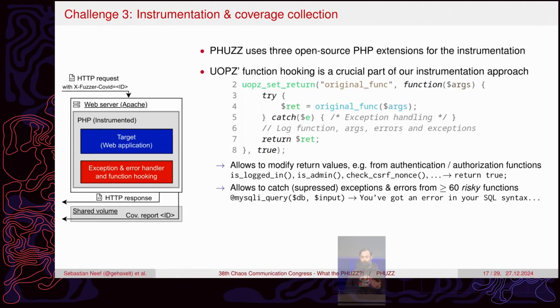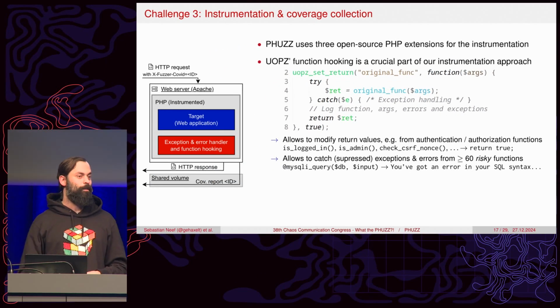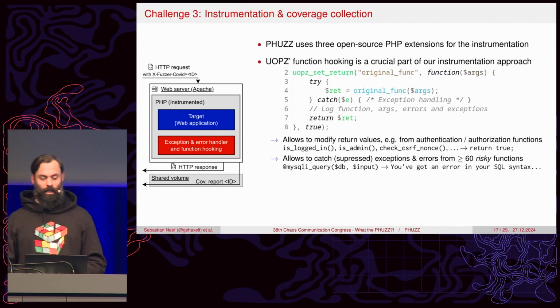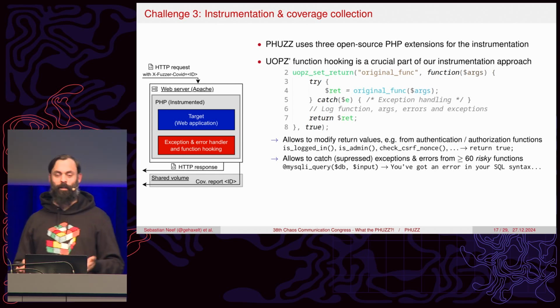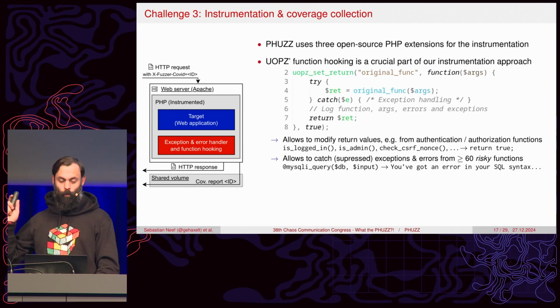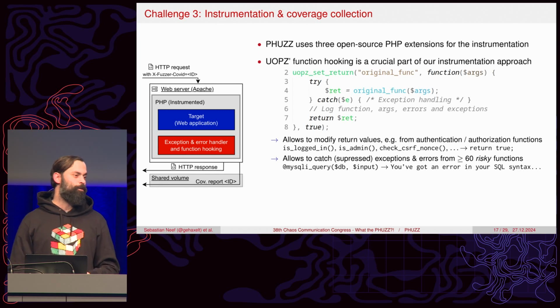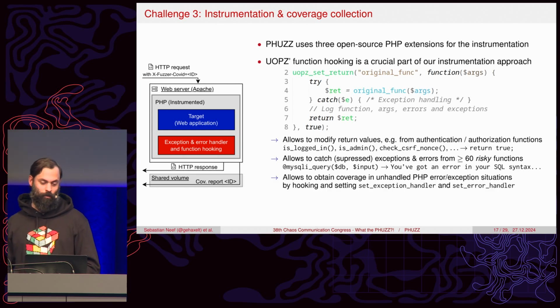Then we can also catch suppressed exceptions and errors from over 60 risky functions that we instrument. So you might have seen in PHP code this @ sign in front of a function call, which suppresses the exceptions and errors generated by that function. And by wrapping that MySQL query in our hooking approach, we can actually see the exception, which would have been generated and then emitted by the code. So we would see the "You have an error in your SQL syntax" message, although the application does not see it or wouldn't show it to the user. So we can better detect vulnerabilities with that.